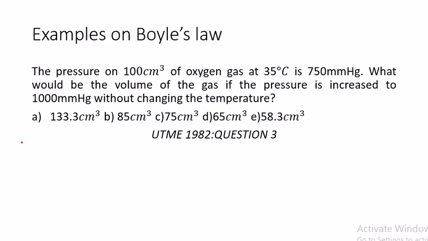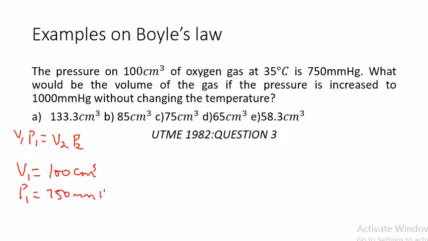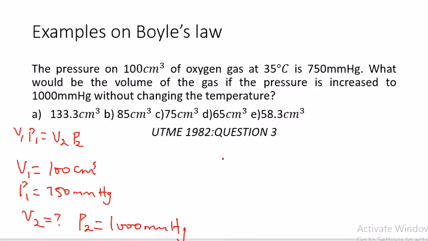So you go on and use your Boyle's law formula. Recall Boyle's law's formula: V1P1 equals V2P2. So what's your V1? Your V1, that's your initial volume. It is 100 centimeter cube. And your P1, you're asked for your V2, and your pressure is being increased to 1000 millimeter mercury. So feel free to pause the video and try to do it on your own.